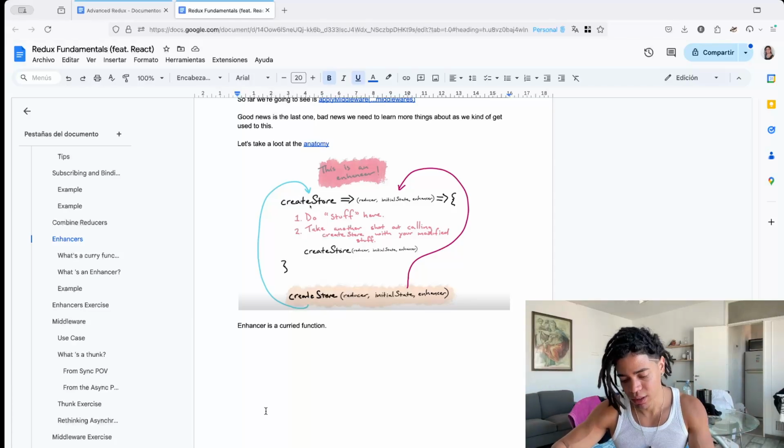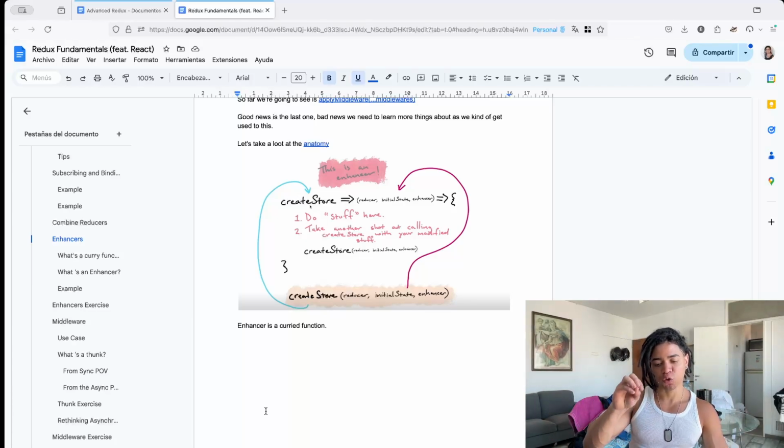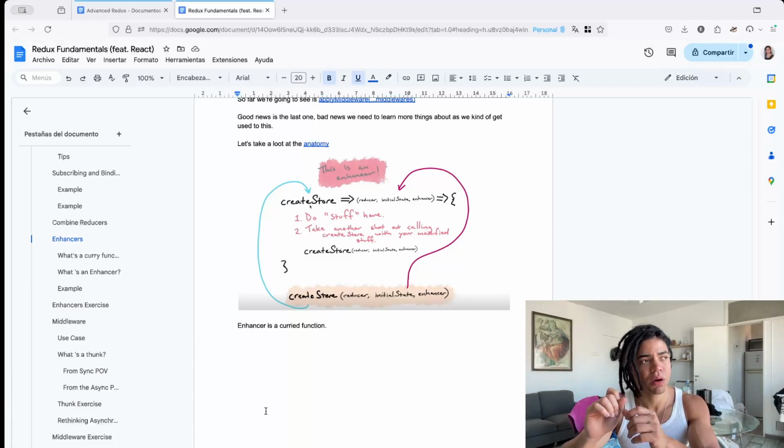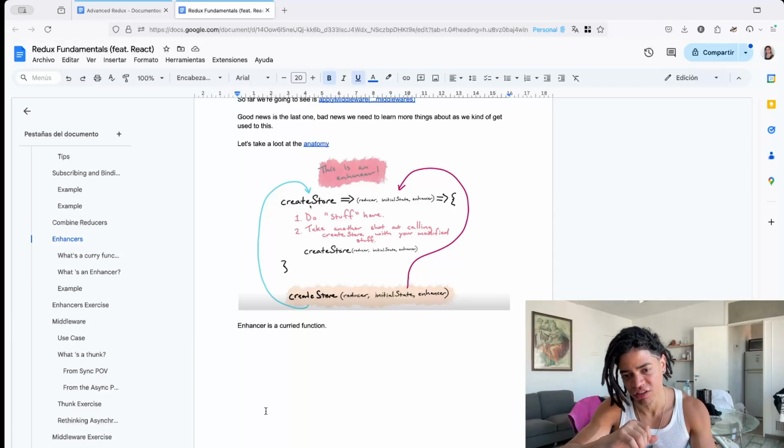And then we look at the enhancer, which is an argument of createStore. This allows us to enhance, the word is self-descriptive, the core functionality of Redux. It only runs when the application is created or when the function is called. And then you can define here things like logging when an action is dispatched, or monitoring how many times this particular action function is triggered.